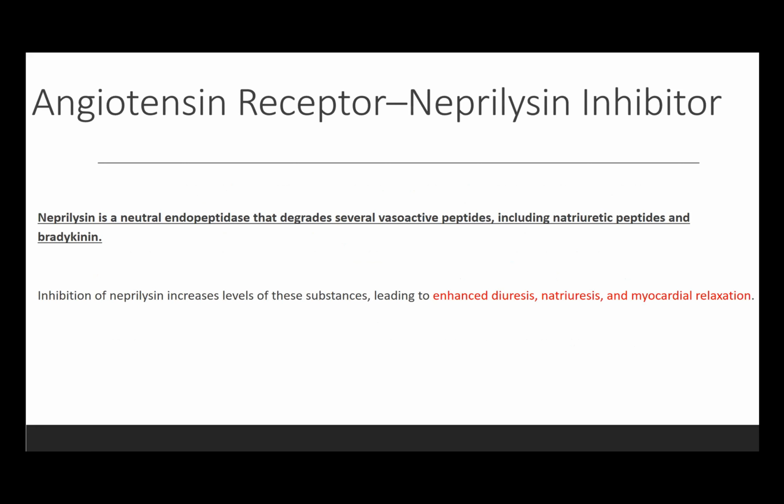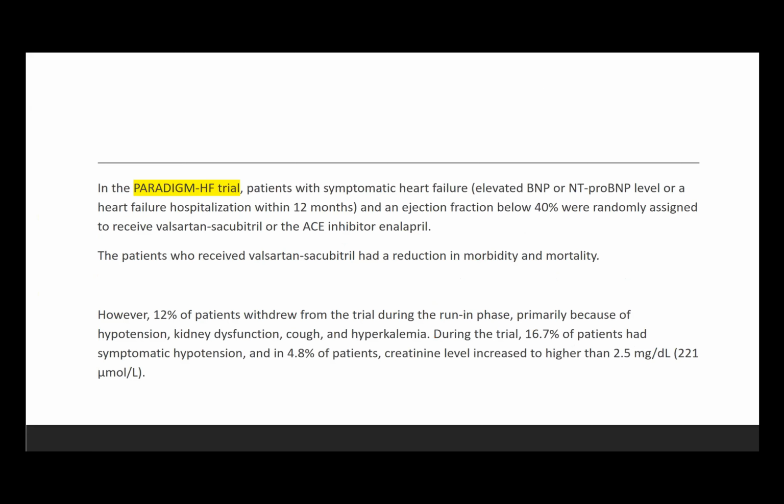And why it's becoming so favorably used now is the PARADIGM-HF trial. There have been sub-trials into this also as well. And they basically found a mortality benefit compared to an ACE inhibitor when used alone. The main issues when it came to this trial were hypotension and kidney dysfunction, which may often lead for patients to get disqualified.